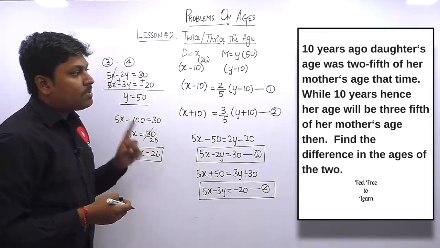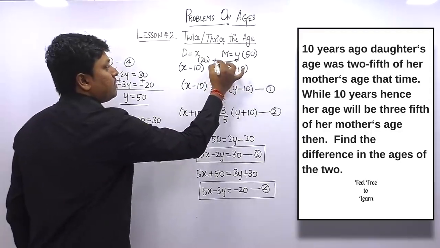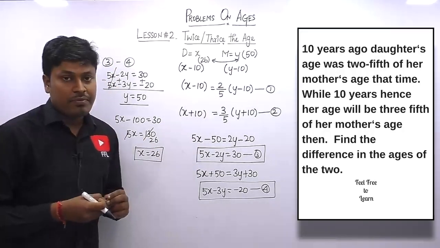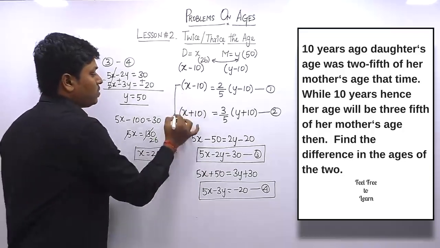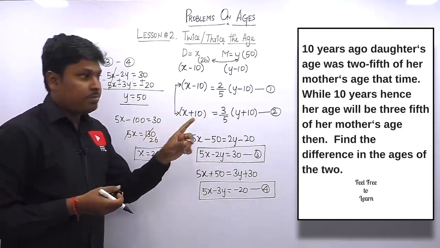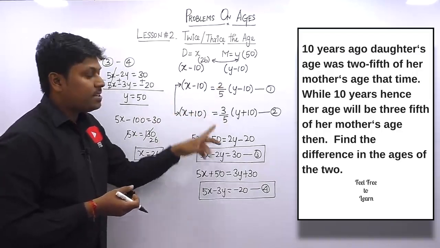And what is our target? Our target is to find the difference in their ages. So the difference of 26 and 50 will be 24. So finally we can say the answer for this question number 4 is 24. It's really interesting, but you have to learn how to solve both the equations. That is important, right? So remember that 2/5 should be written as 2 by 5. Similarly, 3/5 should be taken as 3 by 5.